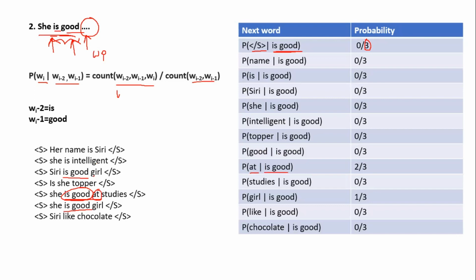So how did we get 2 by 3 here? So "is good" occurred only once. So this value becomes 1 only. So that value is 1 by 3. Next, "is good studies" is 0. Again, "is good girl". So check "is good girl". Yes, "is good girl" occurred once. So that value becomes 1 by 3. "Is good like", no sequence. "Is good chocolate", no sequence. So those values remain 0.